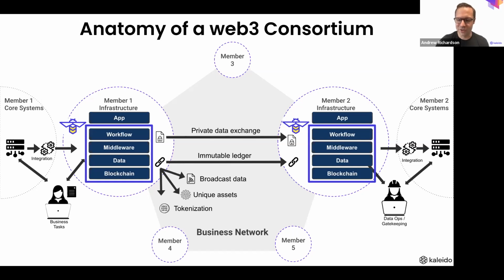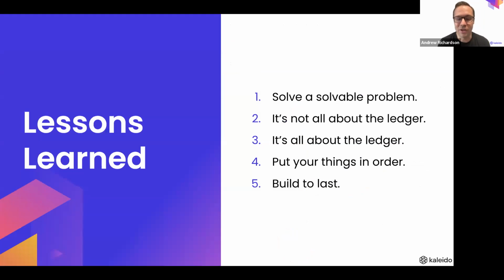So without any further ado, I'm going to jump into lessons that I've learned, and hopefully some of these will be helpful to you guys as well. Number one, solve a solvable problem. Number two, it's not all about the ledger. Number three, it's all about the ledger. Number four, put your things in order. And number five, build to last. So hopefully those are helpful lessons to you. Hopefully some of you have learned these lessons before. And of course, I'm going to dive into these in a little bit more detail throughout the talk here.